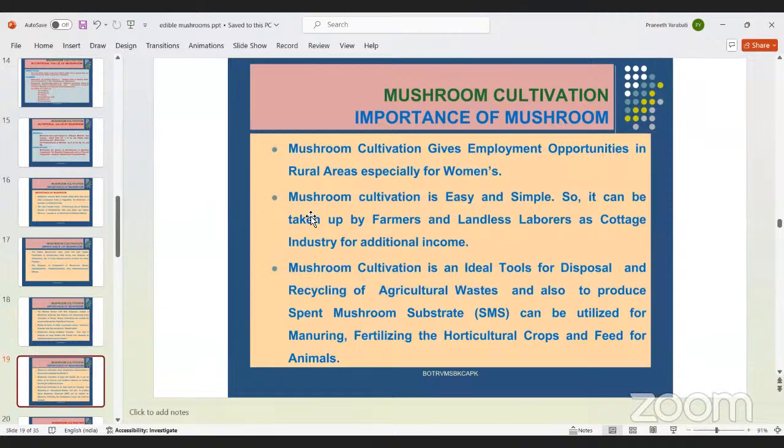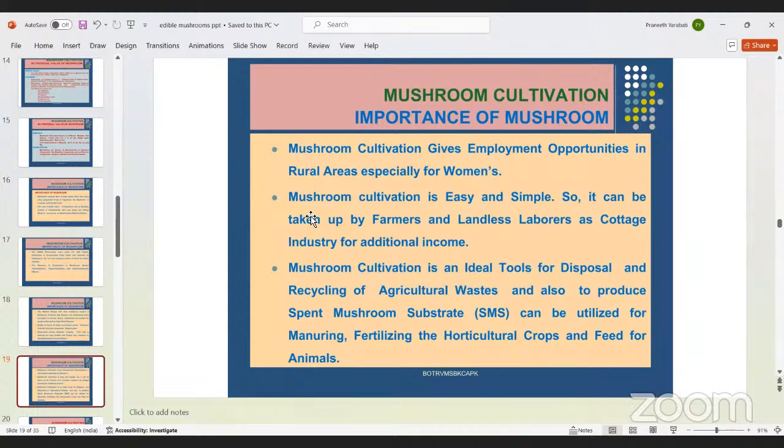Because of the nutritional and medicinal value of these mushrooms, mushroom cultivation is generally preferred. Nowadays people are generally preferring mushrooms, so the demand for mushrooms is also increasing.